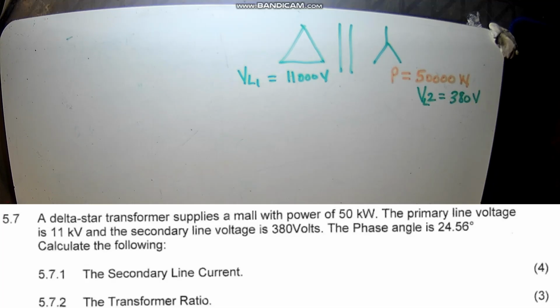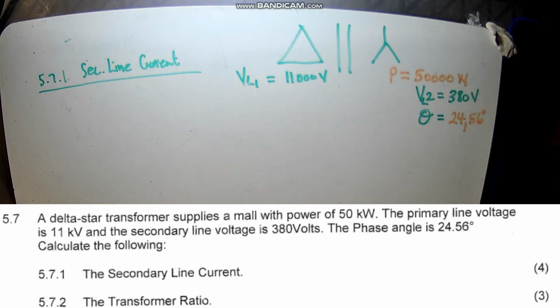Now this question doesn't say the power factor is, it says the phase angle is 24.56 degrees, that is theta. Now the first question, 5.7.1, asks for the secondary line current. So this means we're using all the 2's. So IL2 is equal to, and that's how we make IL2 subject of the formula as done before.